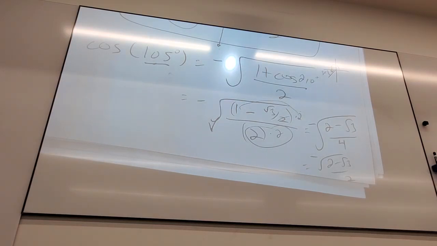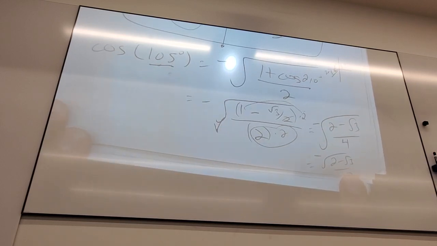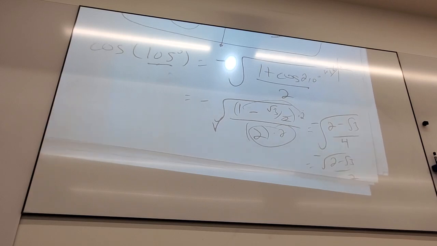To check your work, remember we did this, you plug in cosine of 105 degrees, make sure you're in degrees, and then you plug this stuff in your calculator, and if I left the negative out, I could see that I left the negative out. So it's not a bad idea to check. You're always going to check your work on these.